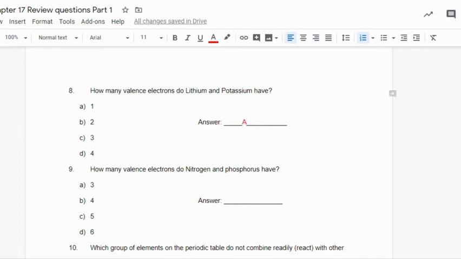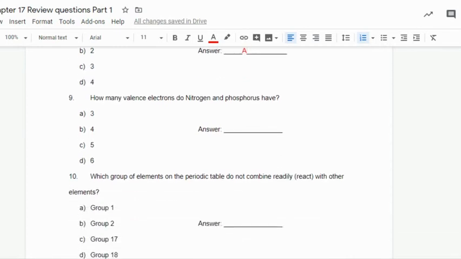Okay? How many valence electrons do nitrogen and phosphorus have? If you count across from the left, until you get to the column that has nitrogen and phosphorus, you'll see that they are in group 15. And group 15 elements, all the elements in group 15, have 5 valence electrons, or C is the correct answer to number 9. C.